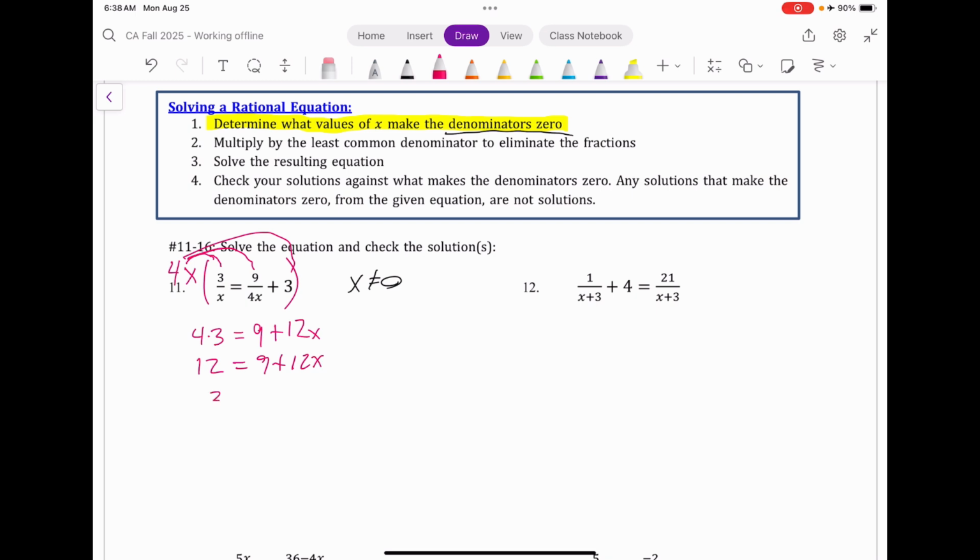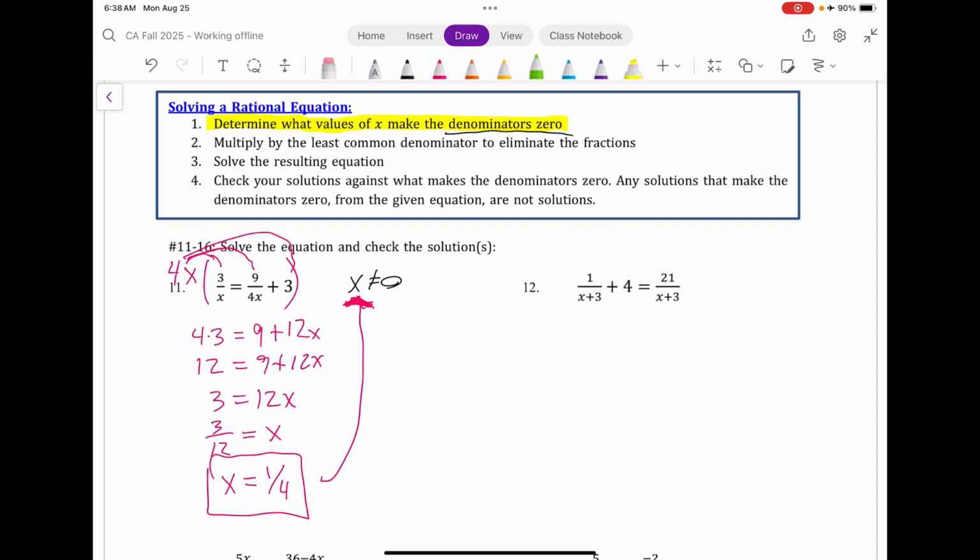All right, so I get 12 equals 9 plus 12x. Subtract the 9 over, and then divide by 12. So 3 over 12 equals 1/4. Okay, and so you want to make sure this is not matching any values that we established in the beginning, the x cannot equal. So since 1/4 is not 0, we're good. 1/4 is the solution.